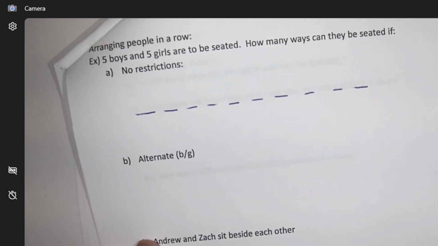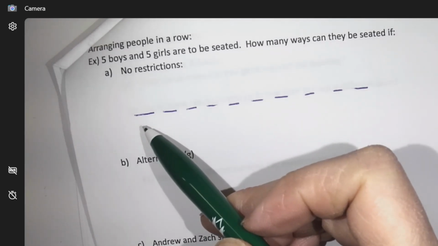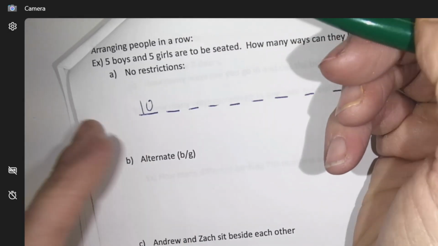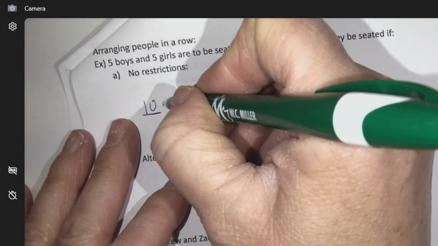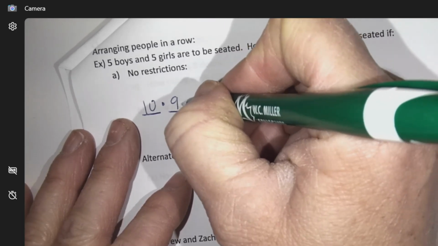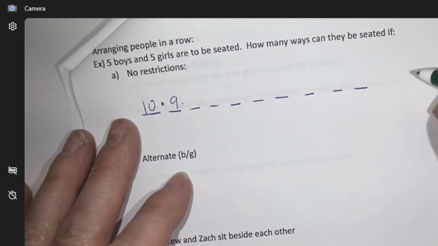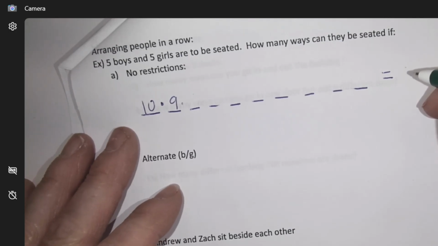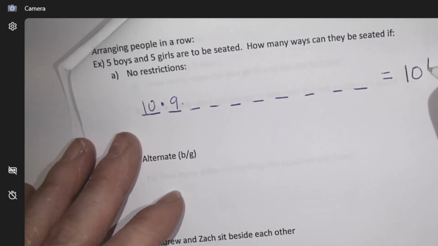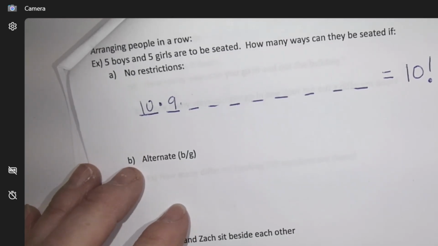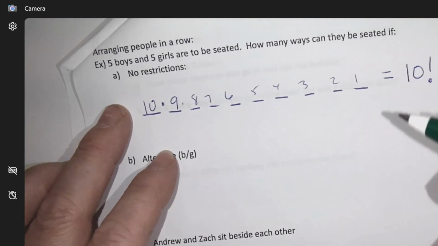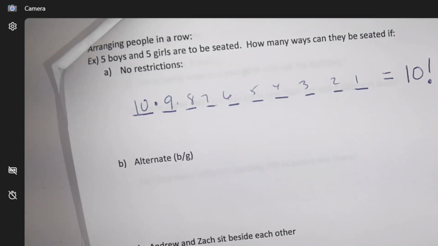So if you think about this, it's just how many options do I have to put somebody in the first spot? You would have 10 options. Then on your next spot, you would have 9 options, etc. So then what would it shortcut to be? If I was going 10, 9, 8, 7, 6, 5, 4, 3, 2, 1, it would be the same thing as doing a 10 factorial. All right, so that's going to be a big number. Do you remember the buttons?